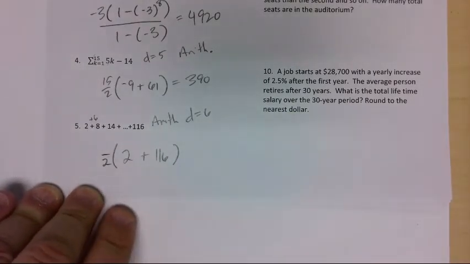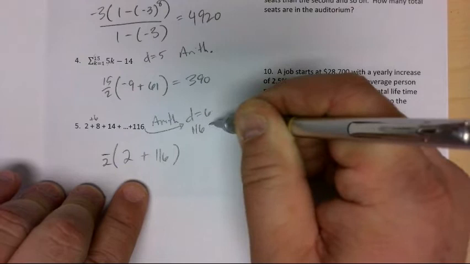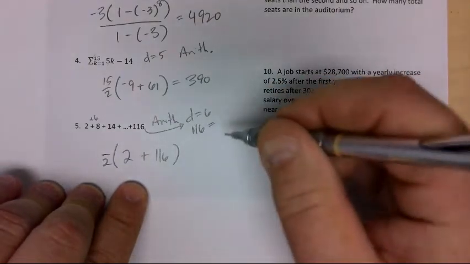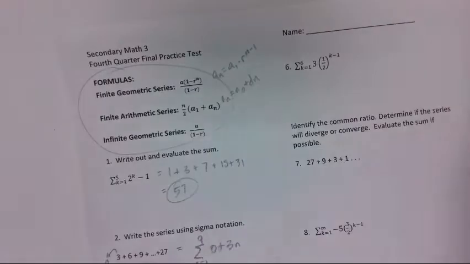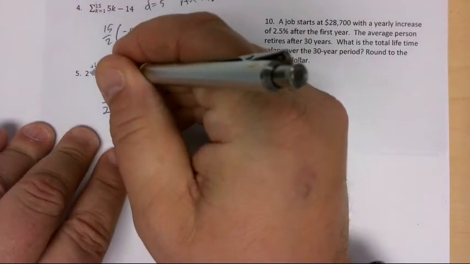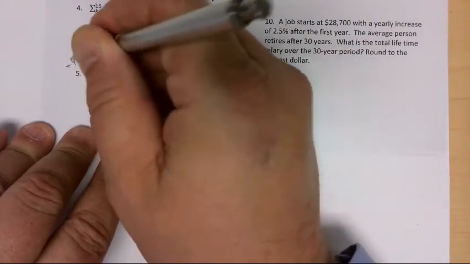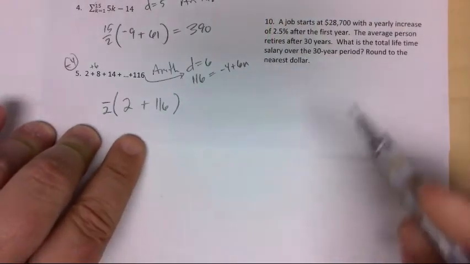Now, I could go 2 plus 6 is 8, 14, 20, 26, 32, and so forth all the way till I got 116. Or I can do this. I can go 116 is equal to, and I could use this formula up here, the 0th term plus d times n. The 0th term, if I was going backwards, 8 minus 6 is 2, minus 6 is -4. This would be -4 plus 6 times n.